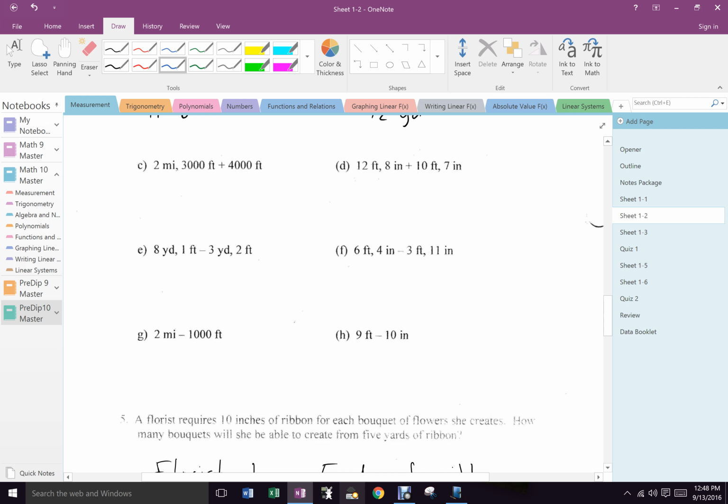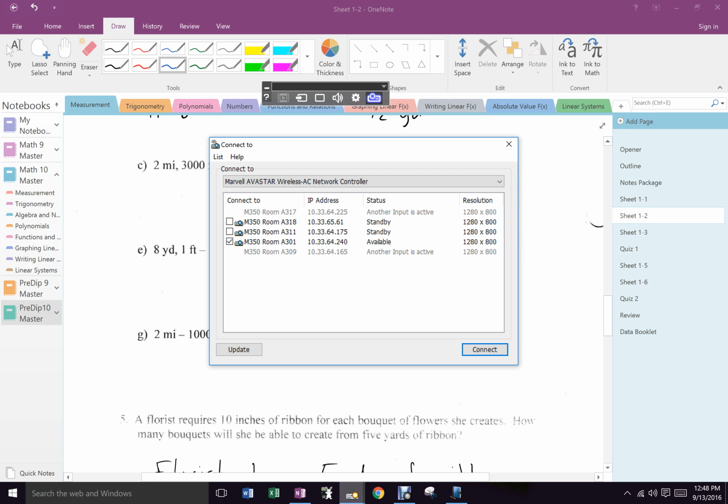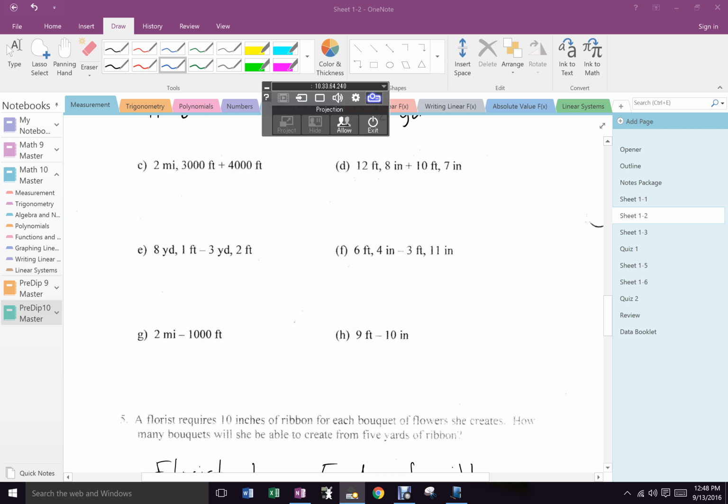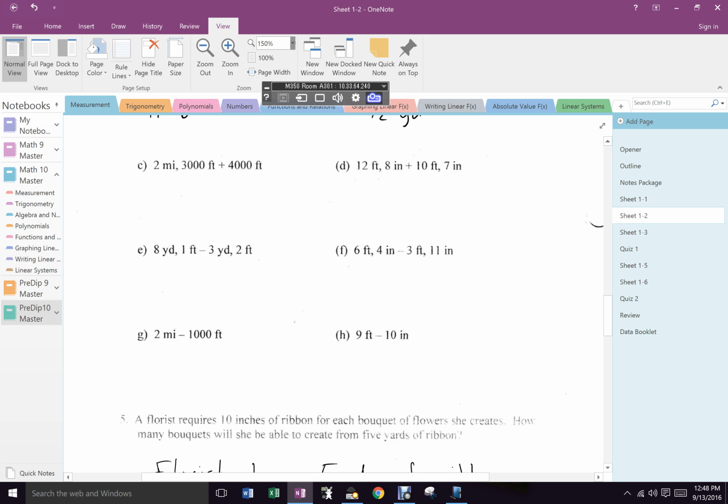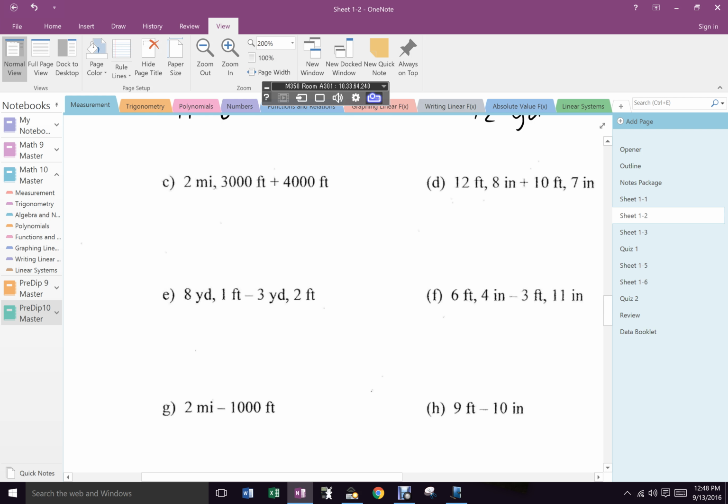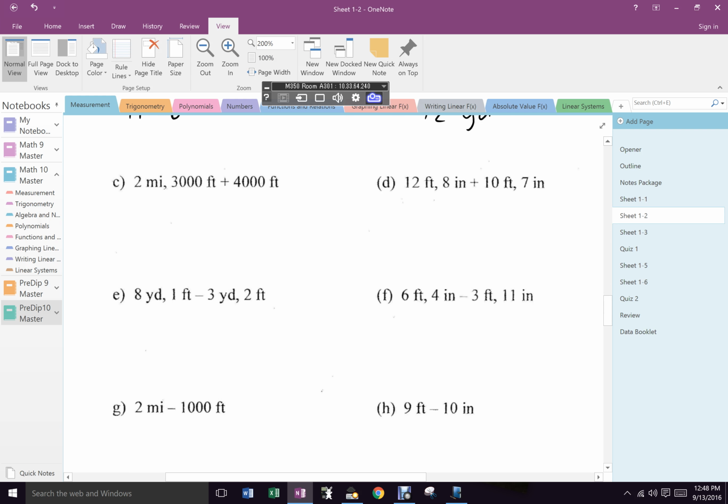Guys, I've just been informed by Tiffany that there are some other questions on the page you cannot read. There they are. Those are the top of page sheet 1-2.